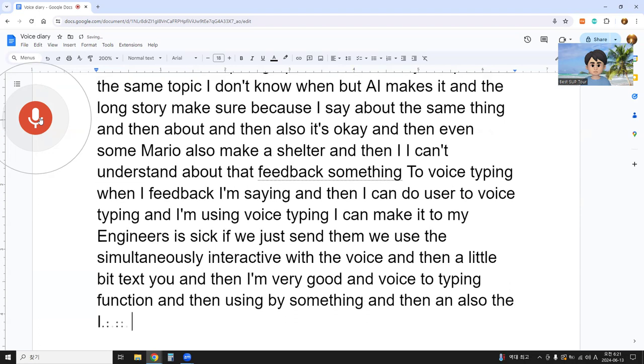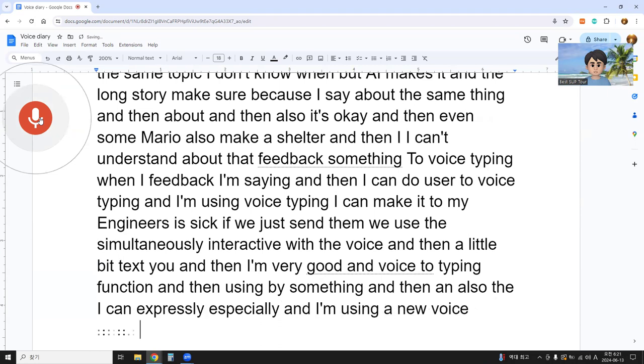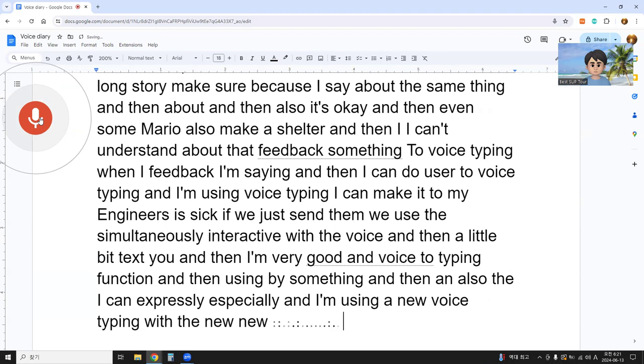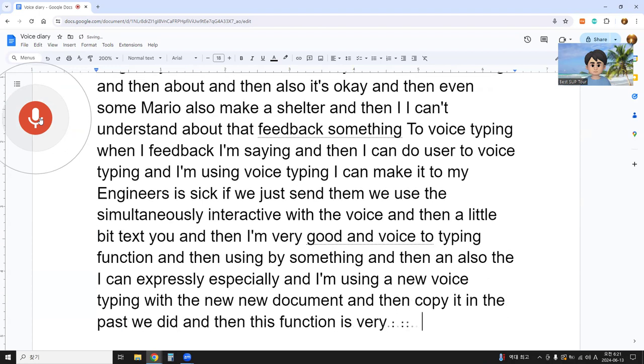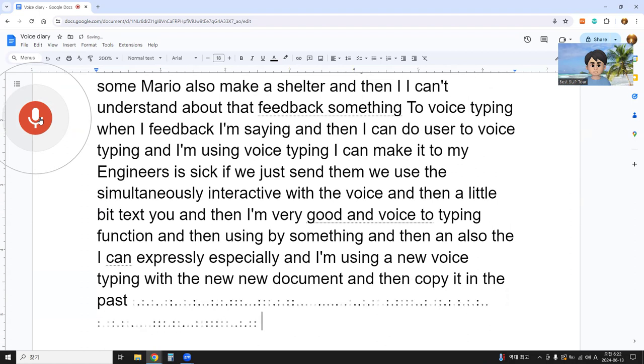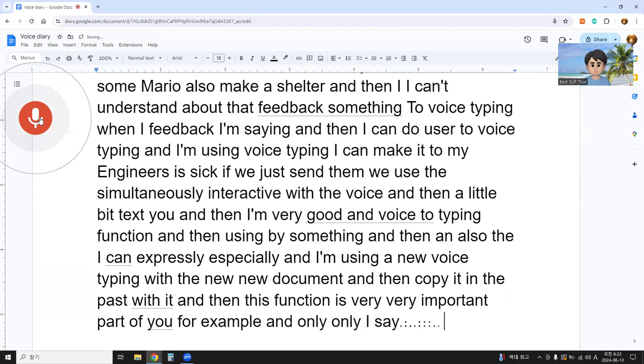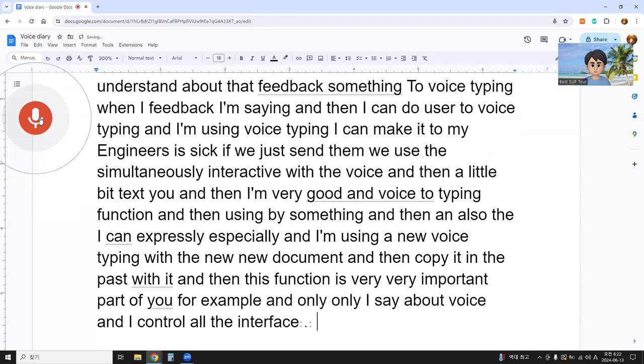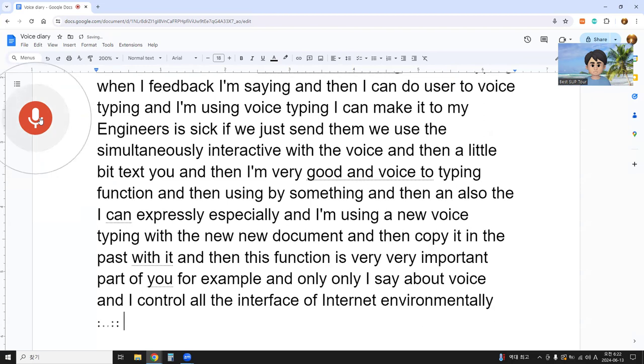I'm using voice typing with a new document, and then copy and paste it. This function is a very important part. Only by voice, I can control all the interface of the internet environment. By doing that, it's specifically hands-free.